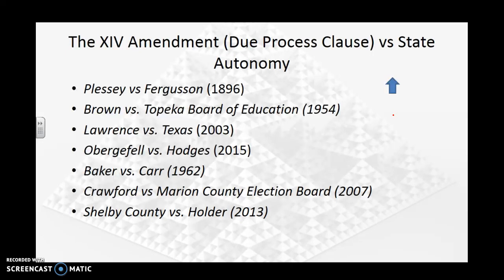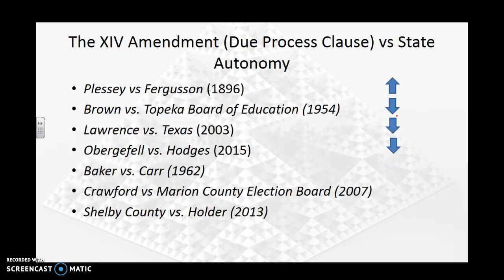So in Plessy versus Ferguson, the Supreme Court says for the states, yes, you can have separate but equal facilities. Brown versus Topeka Board of Education, the Supreme Court changes its mind. No, separate is not equal. That can't be done. Lawrence versus Texas overturned the previous judgment of Bowers versus Hardwick from 1986, saying that gay sex could not be criminalized. Obergefell versus Hodges was to do with gay marriage. All states now had to recognize gay marriage.